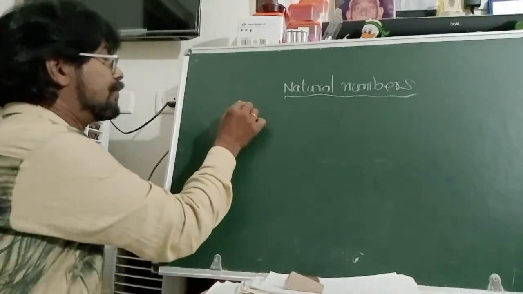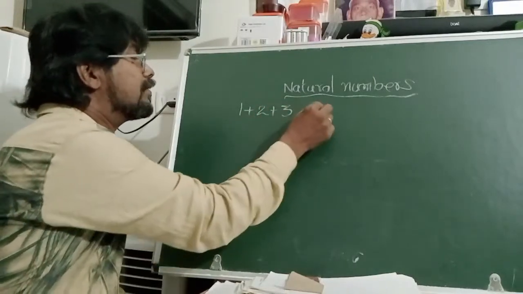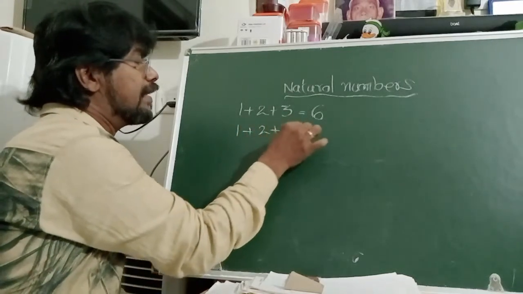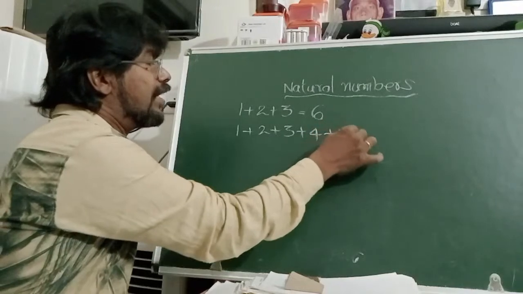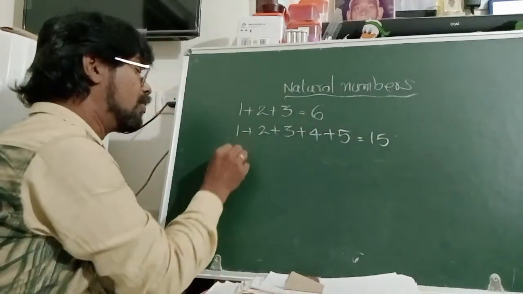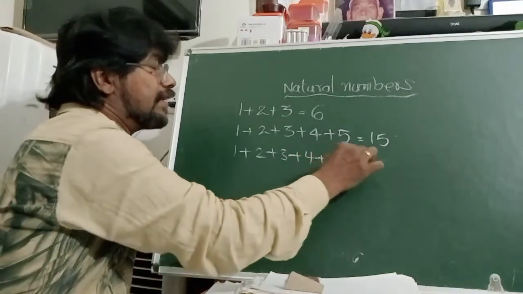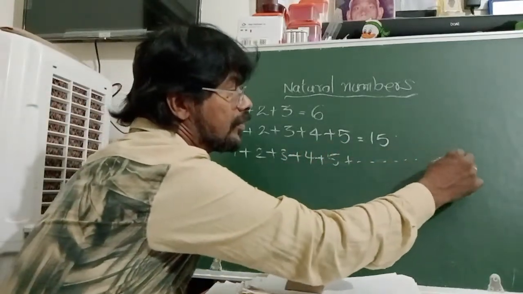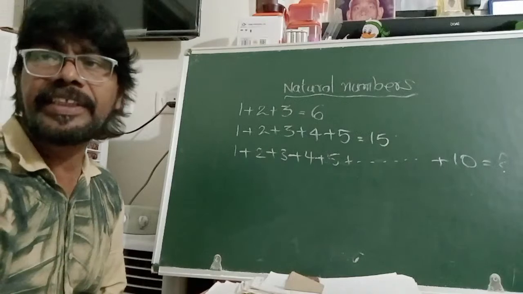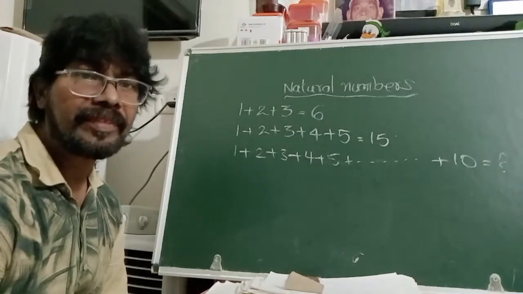Suppose 1 plus 2 plus 3 is equal to 6. 1 plus 2 plus 3 plus 4 plus 5 is 15. Now 1 plus 2 plus 3 plus 4 plus 5 and so on up to 10 is equal to how much?